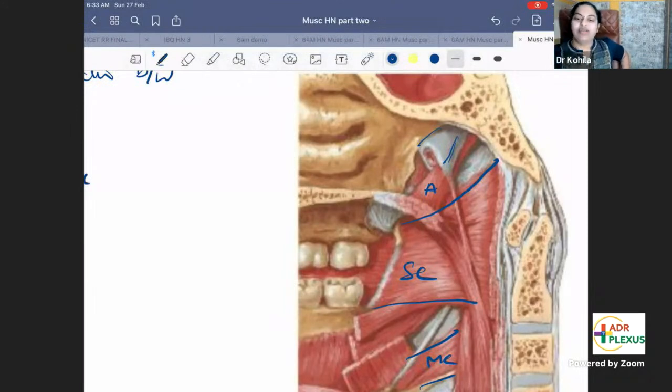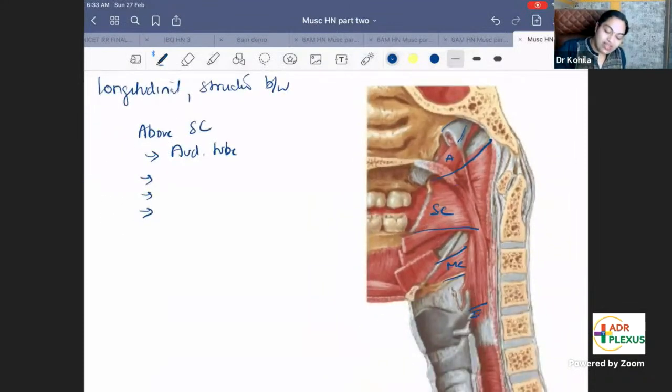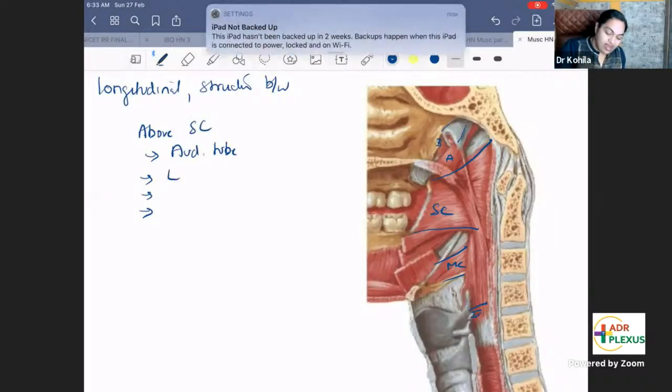What is the other name for tensor veli palatini? Dilator tubae, right? Why is it called dilator tubae? Because it's on the lateral aspect, right? Yes, Dr. Sindhuja. So the muscle on the medial aspect of the auditory tube is levator veli palatini. Can you see here in the picture, orient it. This is a sagittal section. A is medial, B is lateral. Okay, A is levator veli palatini.